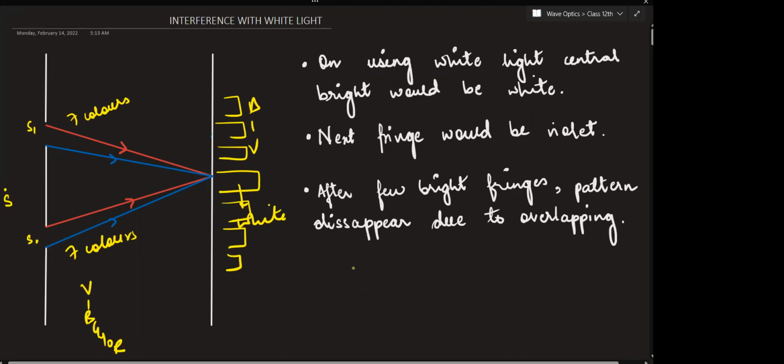After this, the intensity is not very high. It is not constant. It will fade away like this. This is known as interference with white light, if we use a white light. All right, note it down.